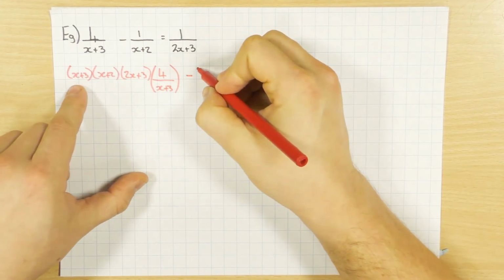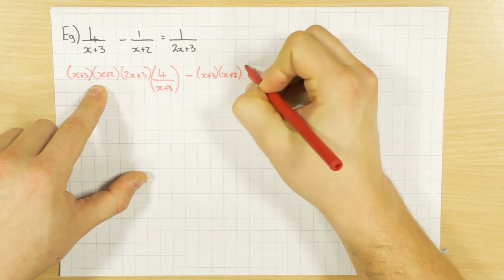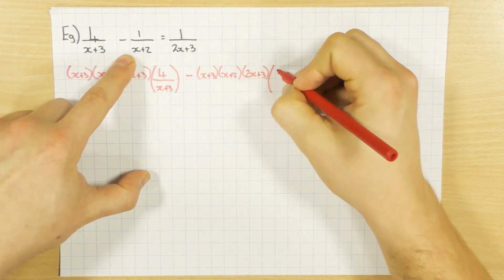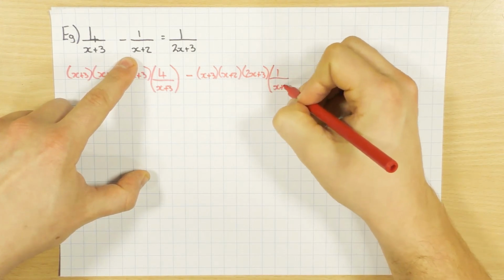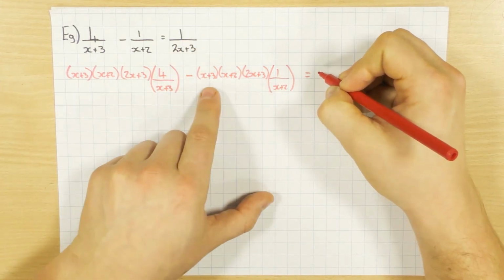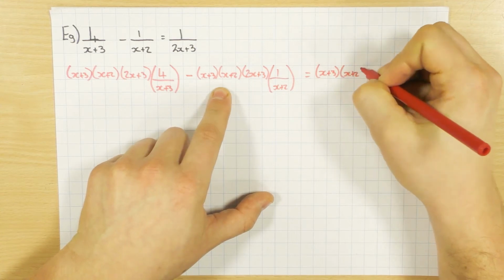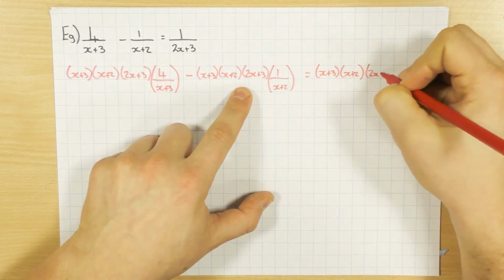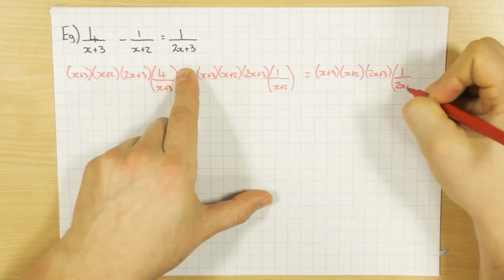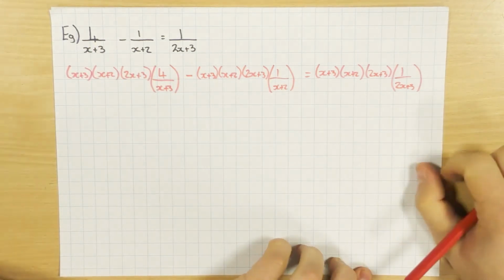So take away the x plus 3, x plus 2, and then the 2x plus 3. And then obviously by that, which is 1 over x plus 2. And then that equals, again, timesing that by these 3 denominators again. So x plus 3, x plus 2, and then 2x plus 3 by that, which was 1 over 2x plus 3. You can see now why I only did one example on this page, because there's quite a bit of working.